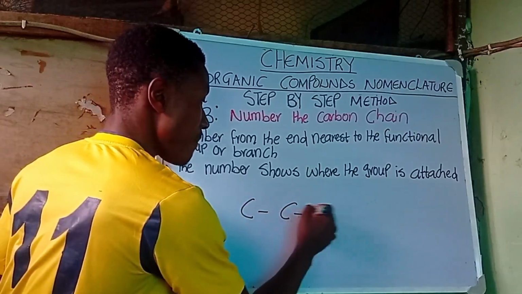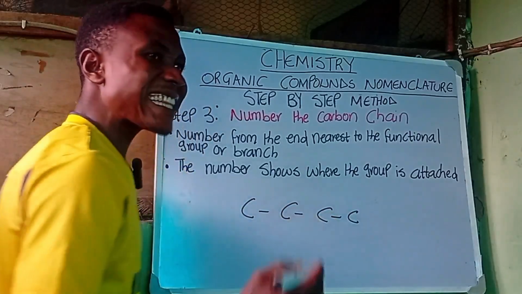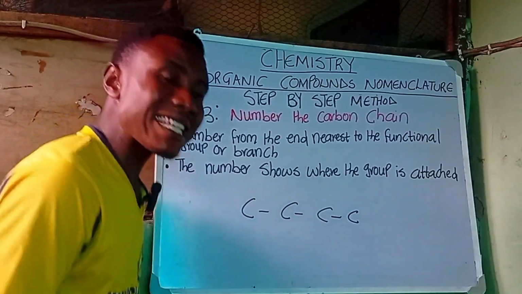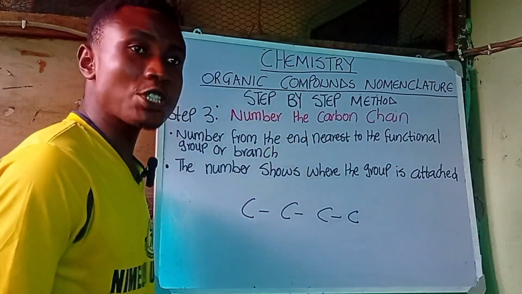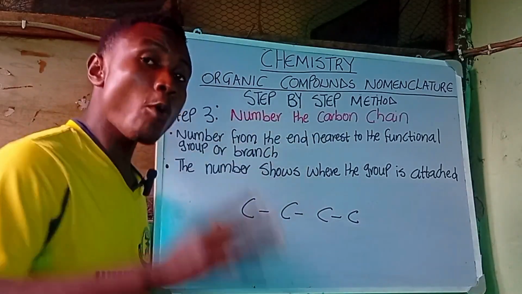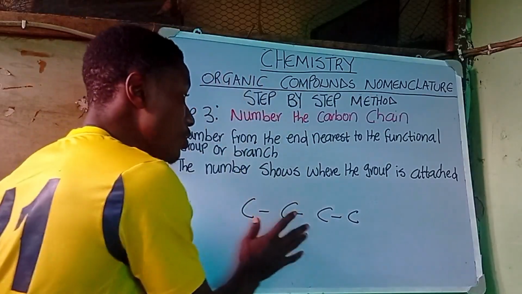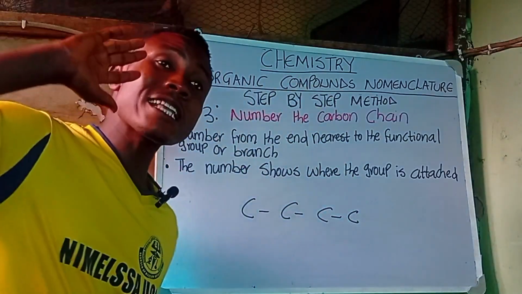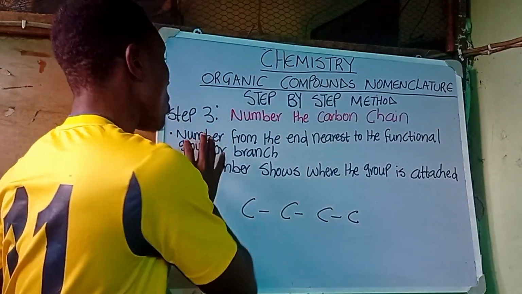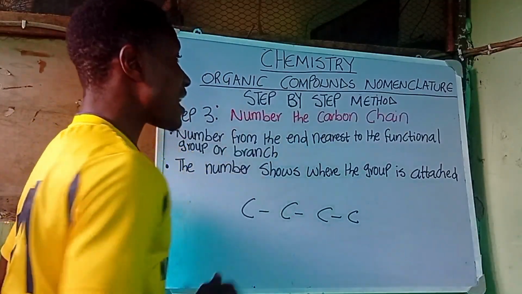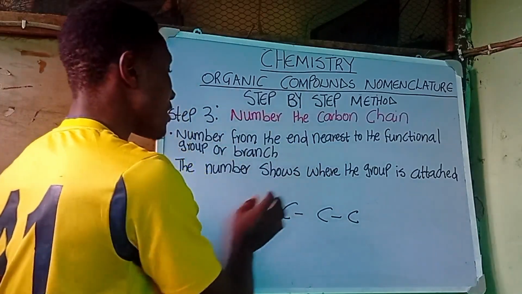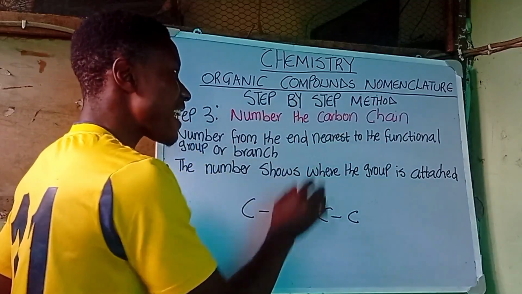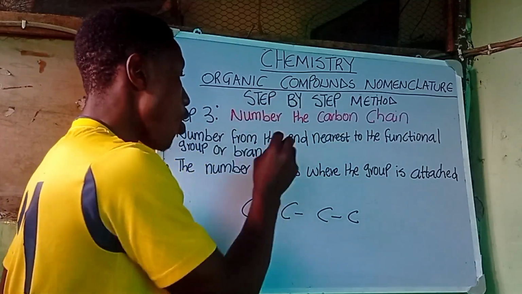So this is the carbon chain. This is what we mean by the word carbon chain. And there is no rule that states that the carbon chain must be straight. So we have straight carbon chains, and we have branched carbon chains, right? So these carbon chains must not necessarily be straight. Now, how you number the carbon chain is that you number from the end nearest to the functional group or branch.